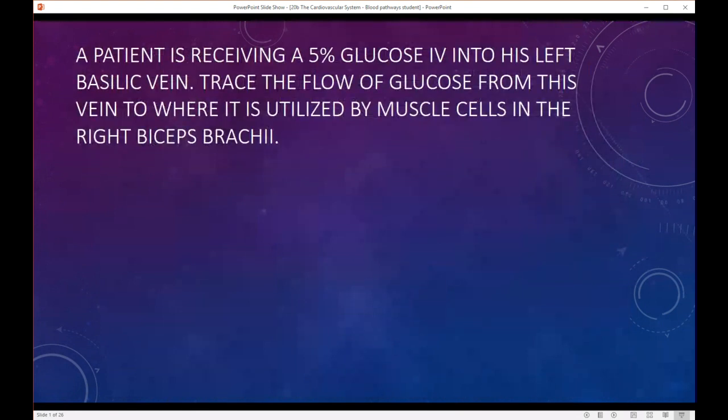Okay, so a patient receives 5% glucose IV into his left basilic vein. So where is that left basilic vein? It's in the left arm. Okay. Trace the flow of the glucose from the vein to where it is utilized by the muscle cells in the right biceps brachii. It'd be really easy if we could just go from the left vein into the right biceps brachii, sort of straight across the body. And we technically do that, but we have to go through the heart into the lungs and then back out first. So take a little bit and see if you can do that on your own.